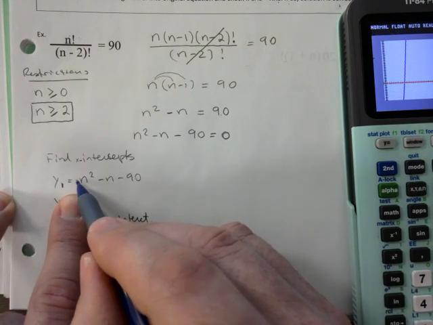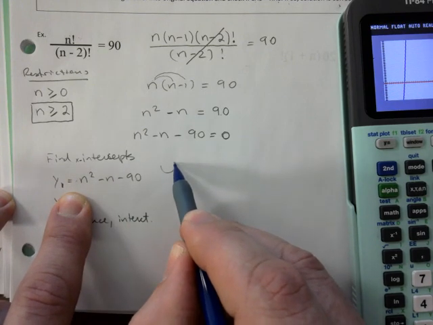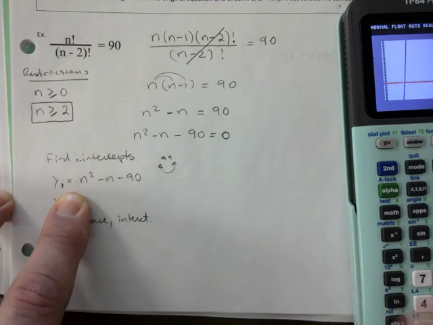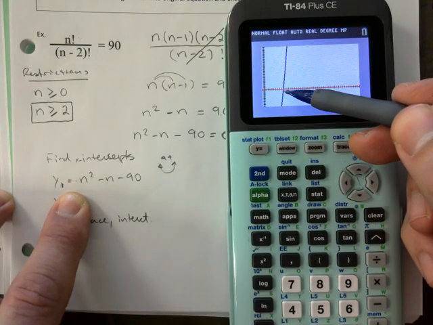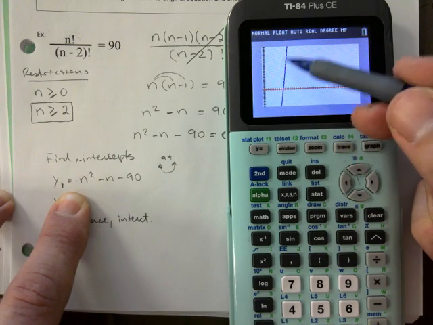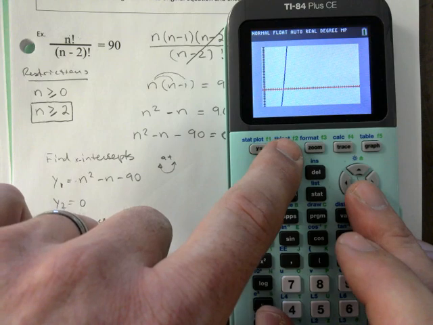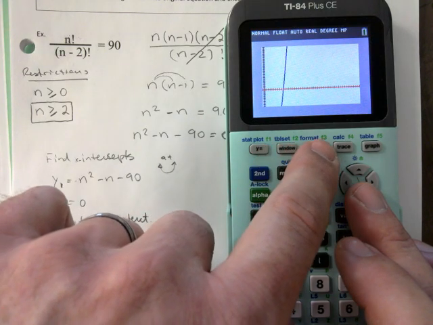If A is positive, right, if this is positive, we know it's going to go like this. A is positive. It's going to be pointing up. So we know that it's crossing the x-axis twice. This is the right arm. We're going to find the other one. So that's when I press, you can do window, but I'm going to press zoom.